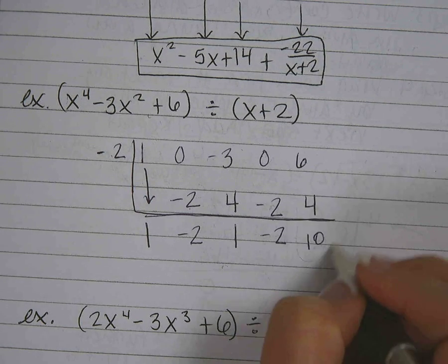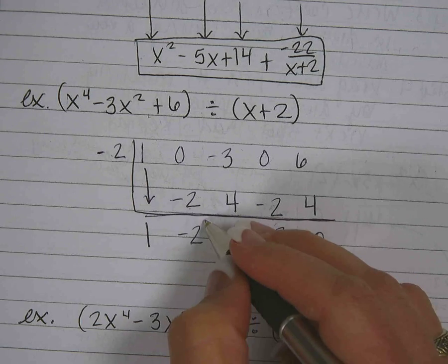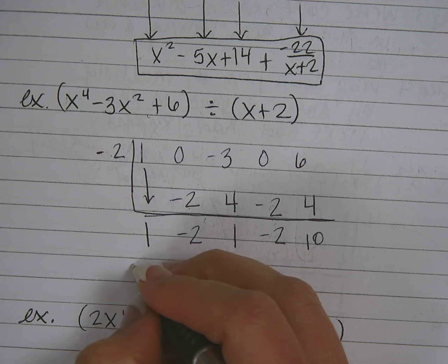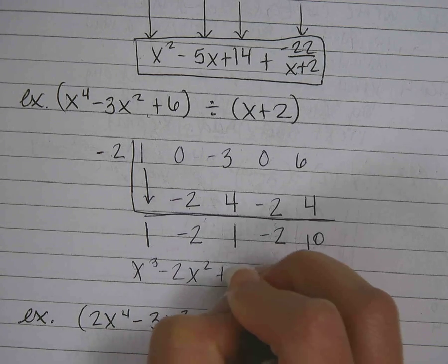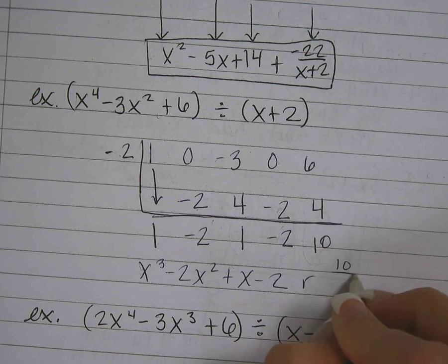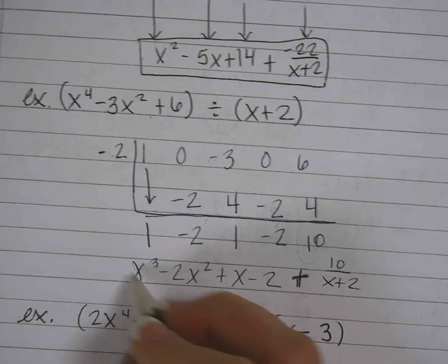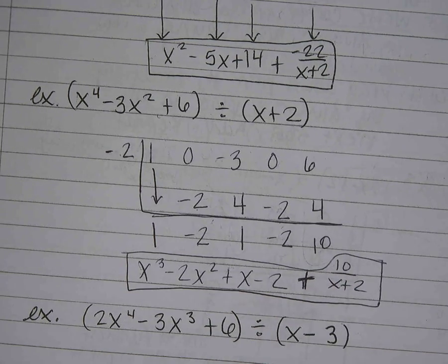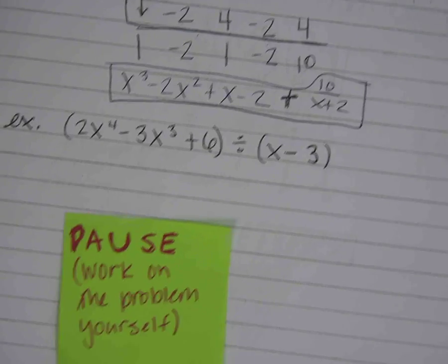This is my remainder. This is my constant, my x, x squared, and x cubed. So my answer will be x cubed minus 2x squared plus x minus 2, remainder 10 divided by x plus 2, or excuse me, plus. Okay, and let's pause again for y'all to work on the final problem for today.